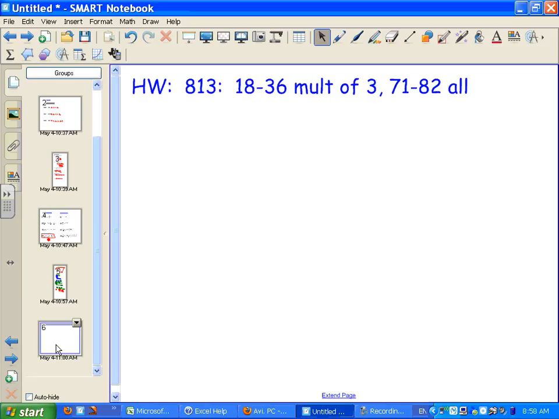Homework, 18 through 36, only multiples of 3, and then try 71 through 82 all.